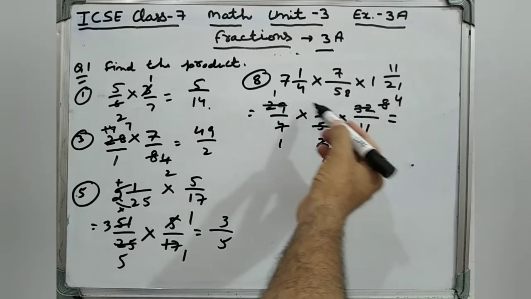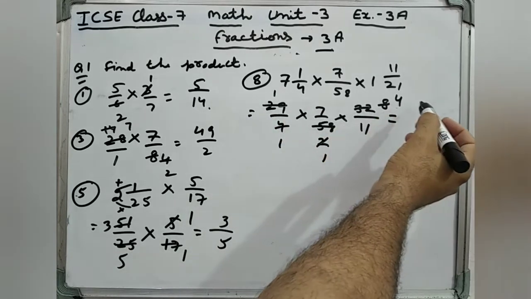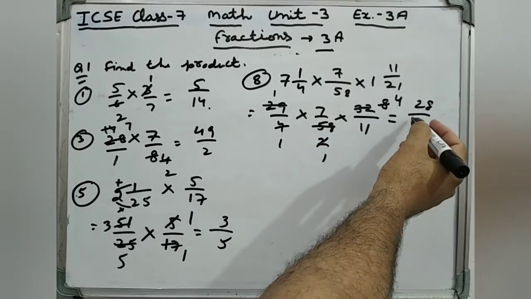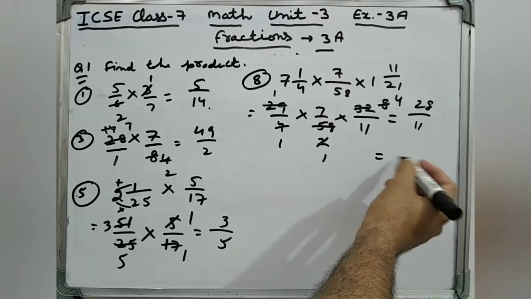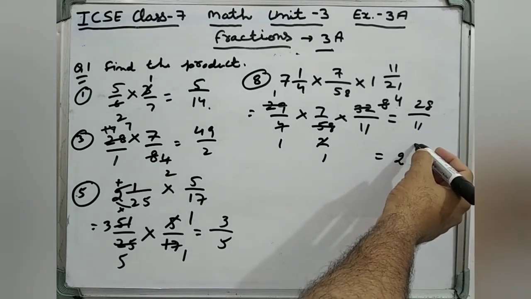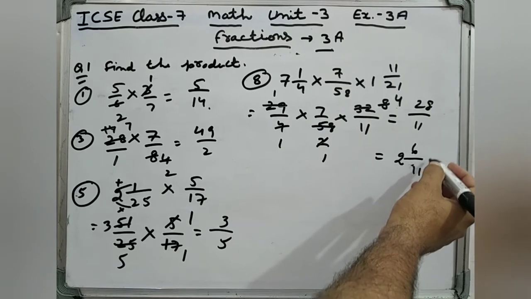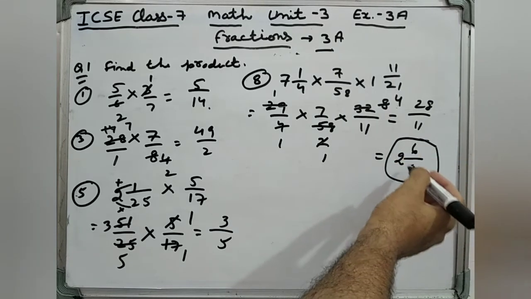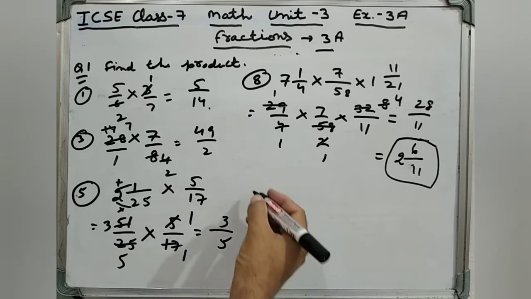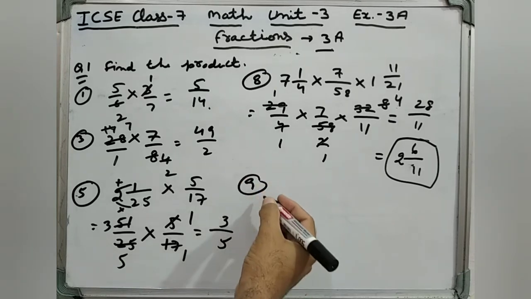Product of numerators: 1 7s are 7, 7 4s are 28, 1 1s are 1, 11. This is our answer. Make it mixed. 11 2s are 22, 22 plus 6, 28, 11. This is our final answer. 11 2s are 22 plus 6, 28, right students? Now we will move on to question 9th.